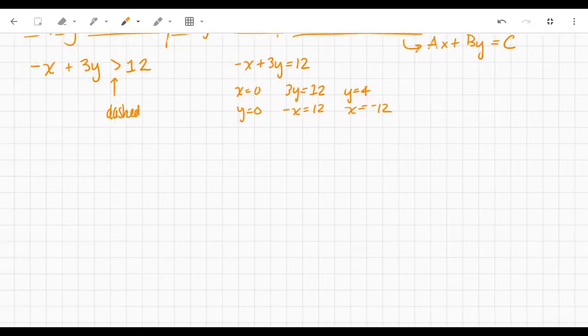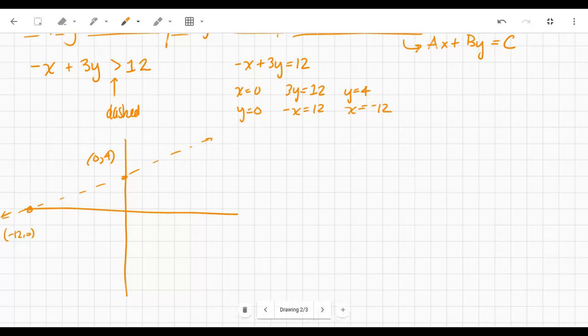Okay, so we graph when x is 0, y is 4. When y is 0, x is negative 12. And we're going to connect with a dashed line. Okay, now you can't use the same rule of where to shade as we did in the previous one because it's not solved for y. So one option would be that you could solve it for y.